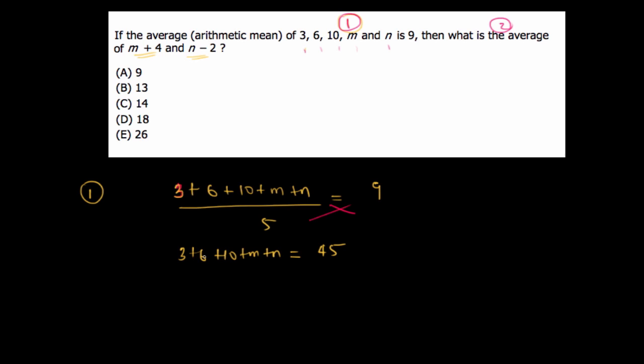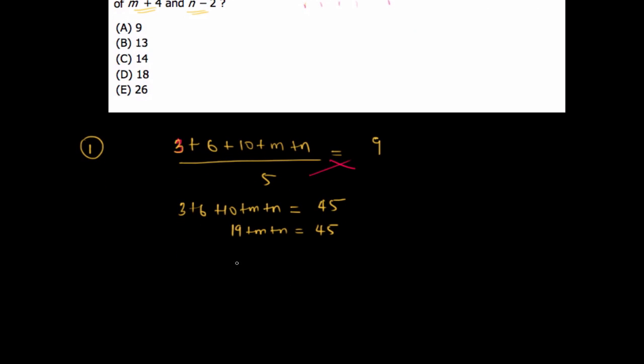That is 45. Now 3 plus 6 is 9, plus 10 is 19. So you have 19 plus m plus n equals 45. To find m plus n, I'm going to subtract 19 from both sides. So m plus n equals 45 minus 19, which gives you 26. So from the first statement, I've been able to establish that m plus n is 26.